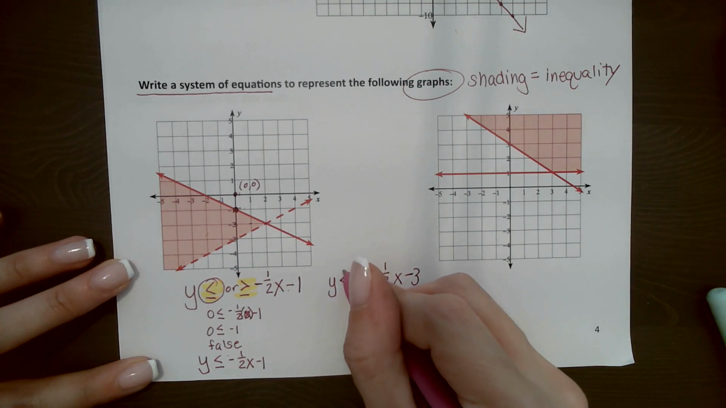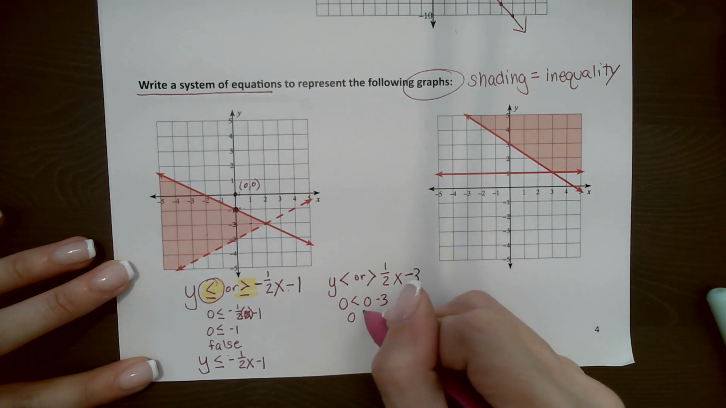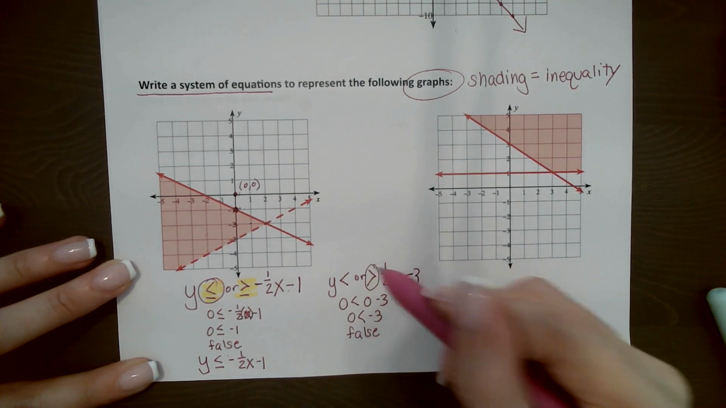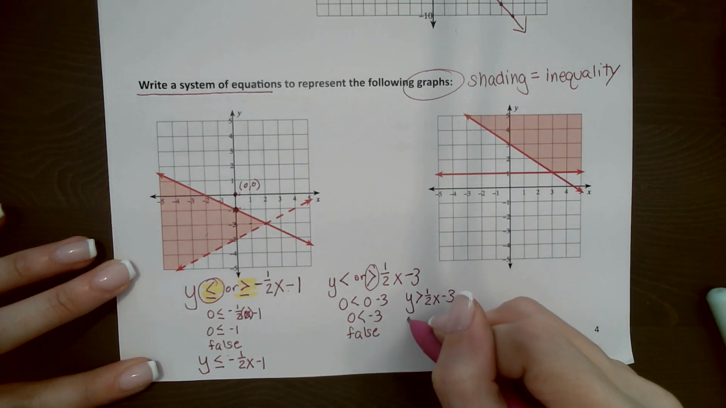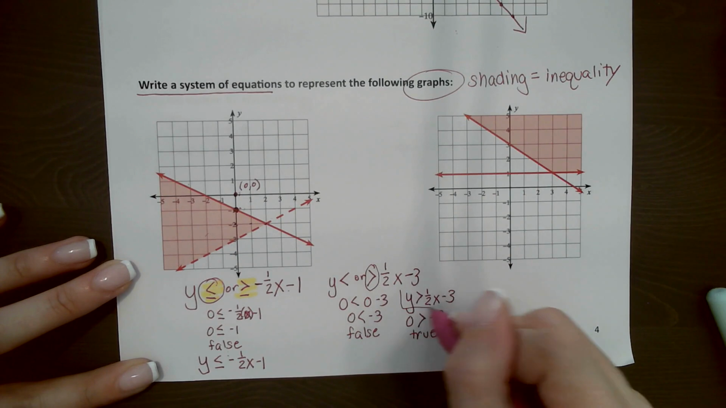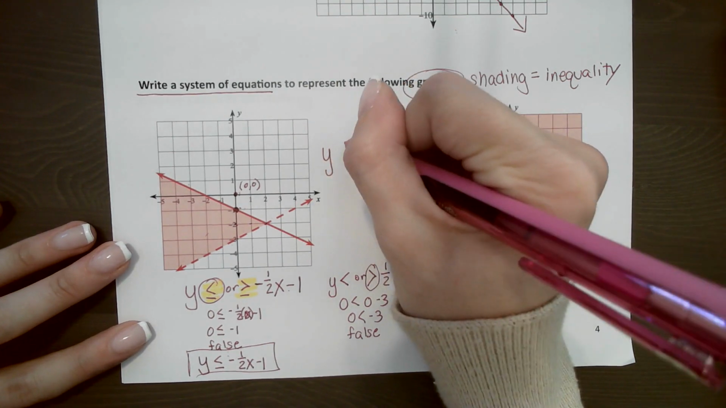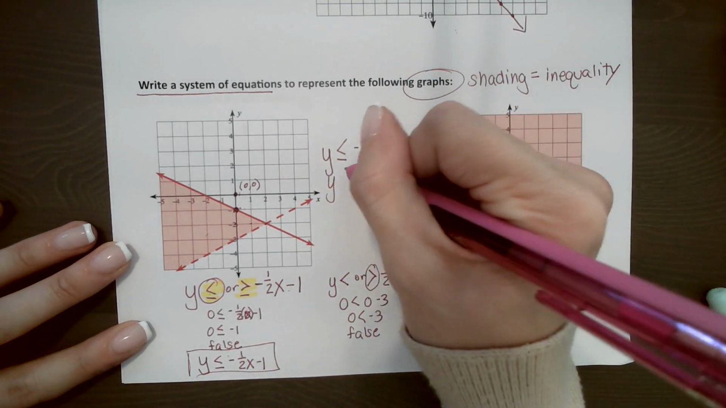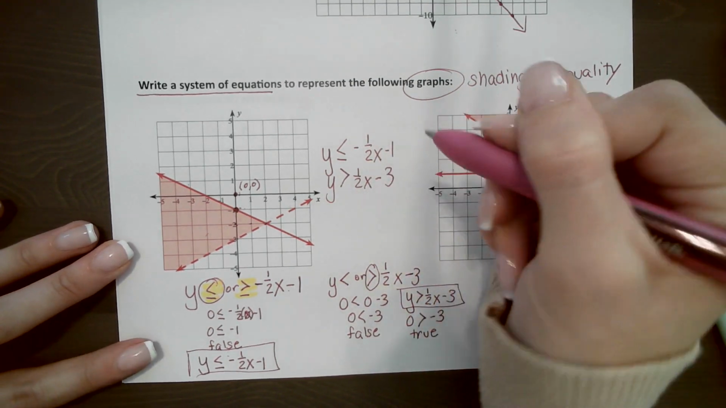So I'm going to plug in, let's start with the first one, less than. So 0 is less than 0 minus 3. 0 is less than -3. False. So I think we're going to want this sign. Let's test it. y is greater than 1/2 x minus 3. 0 is greater than -3. That's true. So that's our second inequality for the system. So my answer is y is less than or equal to negative 1/2 x minus 1, and y is greater than 1/2 x minus 3.